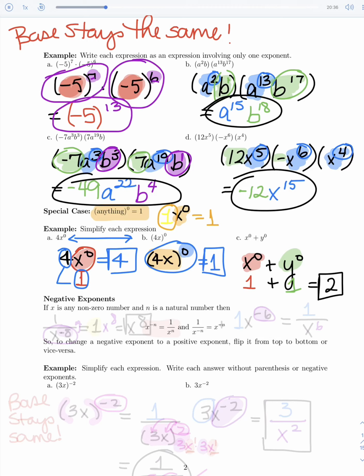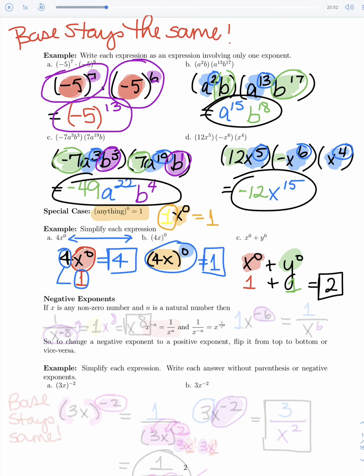The big idea that we want to look at is negative exponents. Well, negative exponents are going to happen. The question is, what do we do with them? Because we actually don't want to ever have answers that contain negative exponents.